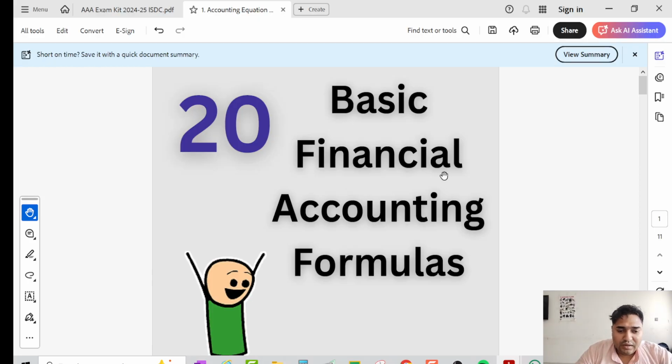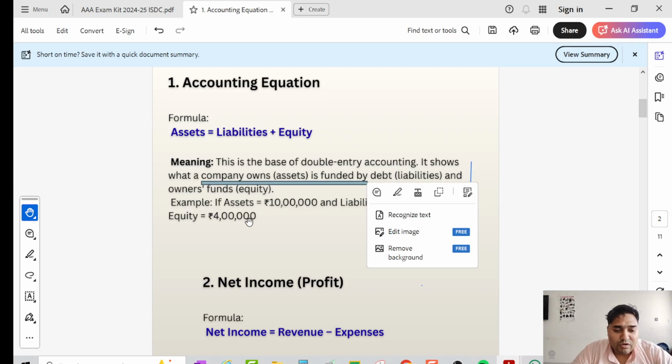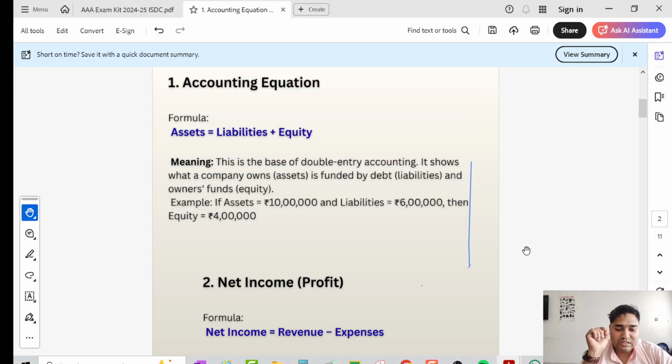Basic accounting formulas. First, the accounting equation. The accounting equation is the base of the double accounting system, where assets are equal to liabilities plus equity. In our question, the company owns assets of 1 million and there is a liability of 600,000. So equity means assets minus liabilities is equal to equity. Assets of 1 million minus 600,000 is equal to 400,000, which is the equity.